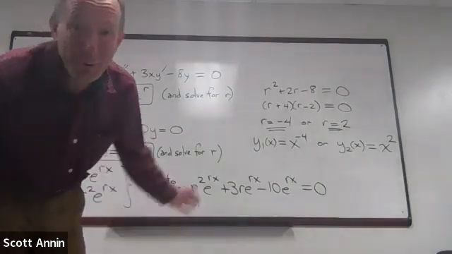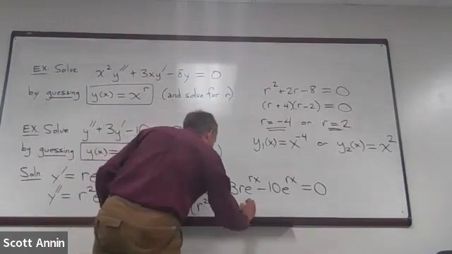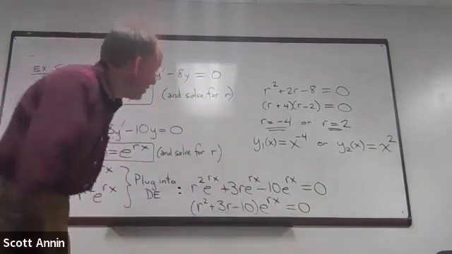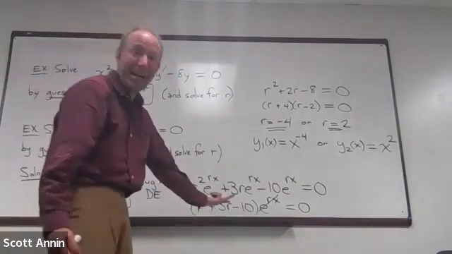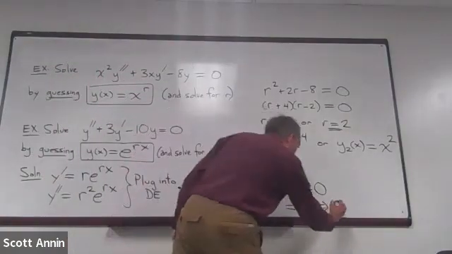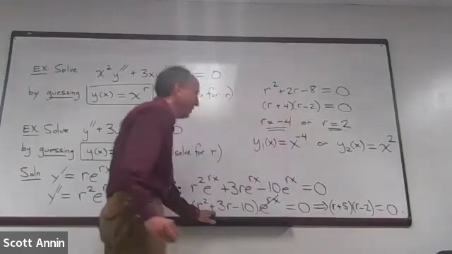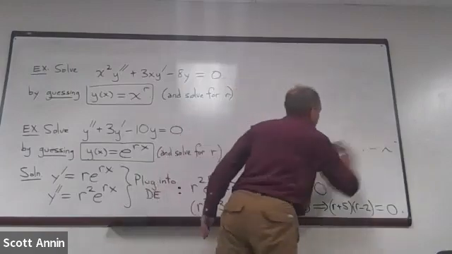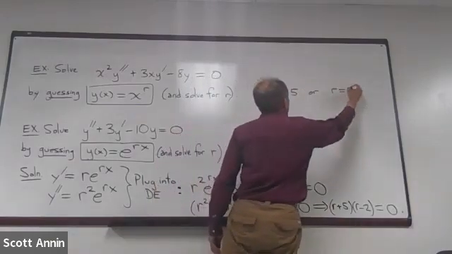Just like on the last example, we can do some factoring here. When I factor this, r squared plus 3r minus 10, factor out that exponential. Exponential functions are never 0. We just get rid of that and we have a nice quadratic equation again, right? And it factors. I set this up hopefully to factor nicely. r plus 5, r minus 2. Good factorization there for this quadratic equation. And so we're going to get, in this case, r equals -5 or r equals 2.